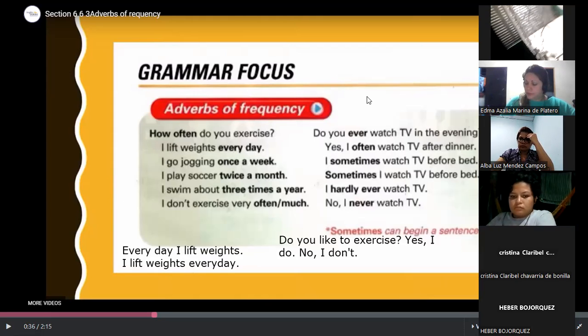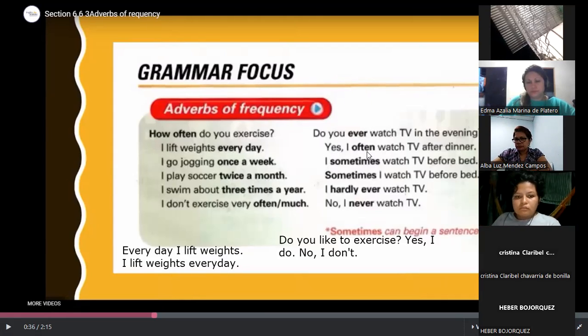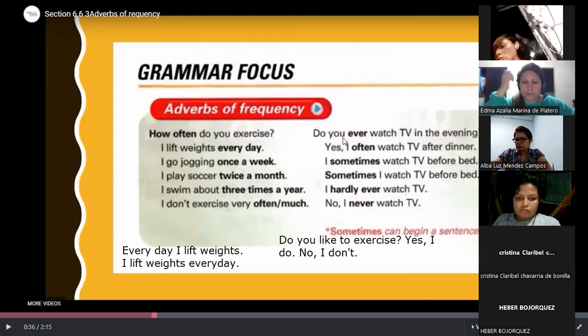Cuando es solamente una palabra, for example, often, sometimes, never, usualmente va entre el sujeto, I, you, he, she, whatever, y el verbo. Watch, go, run, eat.